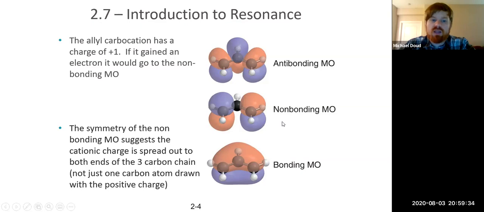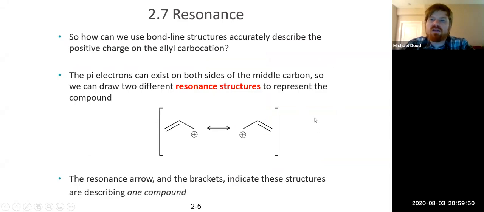Now, looking at the non-bonding molecular orbital, it seems like if this is missing an electron, in other words, that's where the positive charge is, the positive charge we would predict would be spread to carbon 1 and carbon 3. And in fact, that's what we find if we look at the possible resonance structures. We can imagine a resonance structure that has a double bond between carbon 1 and carbon 2, and then an empty p orbital on carbon 3. Or similarly, we could have an empty p orbital on carbon 1, and then a pi bond between carbons 2 and carbon 3. So these are both examples of possible resonance structures.